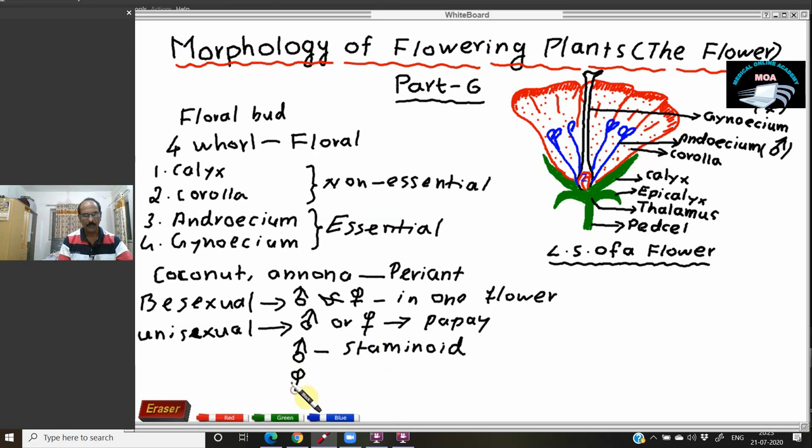And if only the gynoecium, the carpel, is present, that is known as carpellate or pistillate. It is known as the pistillate flower. So there are two types of flowers. The male flower is known as staminate and the female flower is known as pistillate or carpellate flower. So these are the two types of flowers. Then we are going to study the symmetry in flowers.